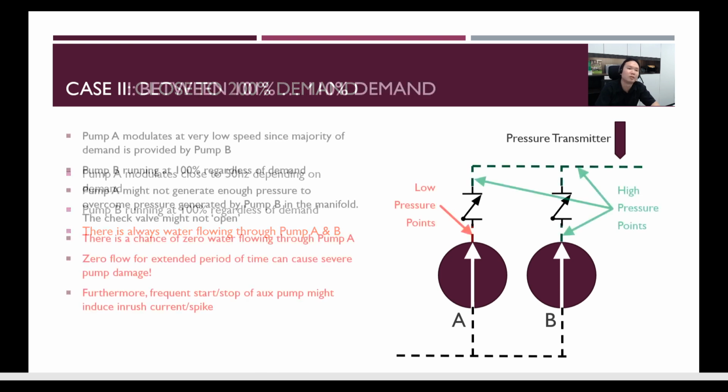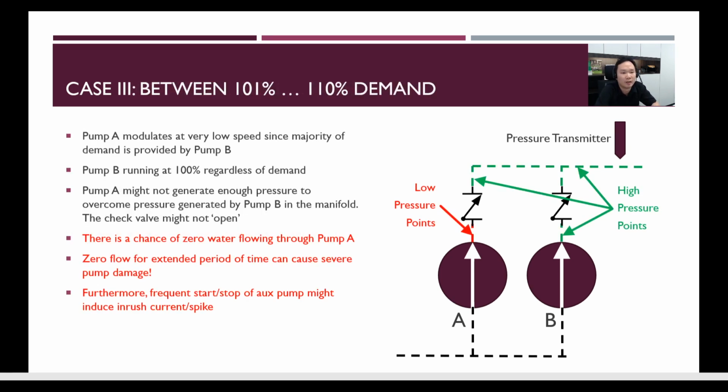So what happens when we have a little bit of a unique situation where your demand is slightly above 100%, probably between 101 and 110%? In this case, since it is above 100%, pump B will be staged.